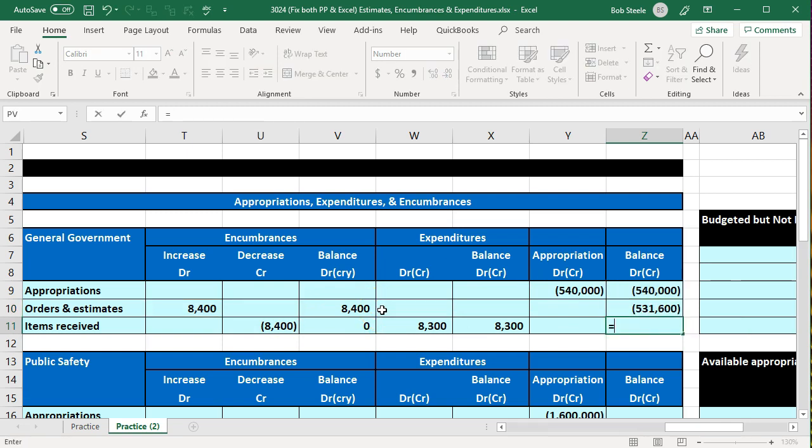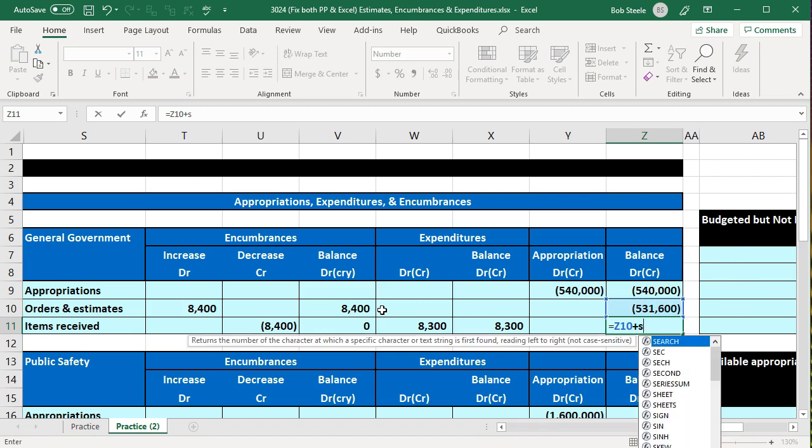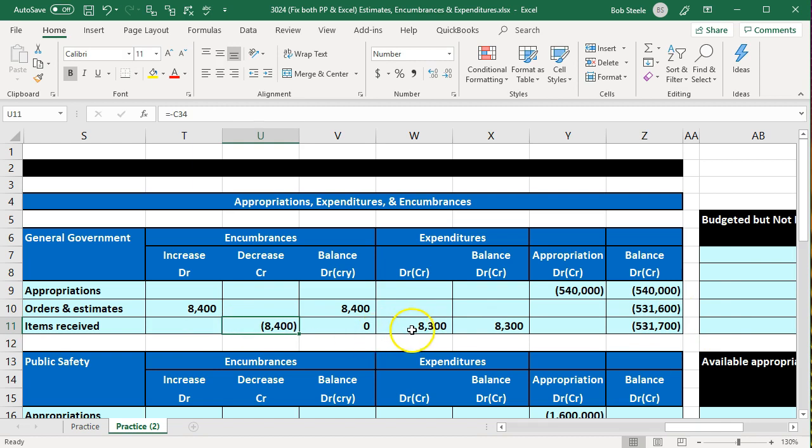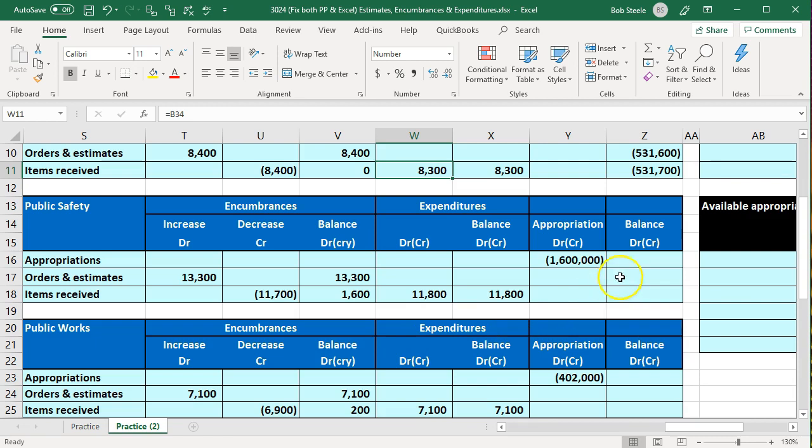So then we'll do the same thing here, the balance above plus the sum of the activity for the encumbrances, and then plus the expenditures. So we've got this minus this item, and then plus this item. So the negative number is going to be increased by the negative number, and then it's going to be decreased by the expenditure because it went back up by the encumbrance, which got reversed and then expensed. So we'll do that process all the way down.